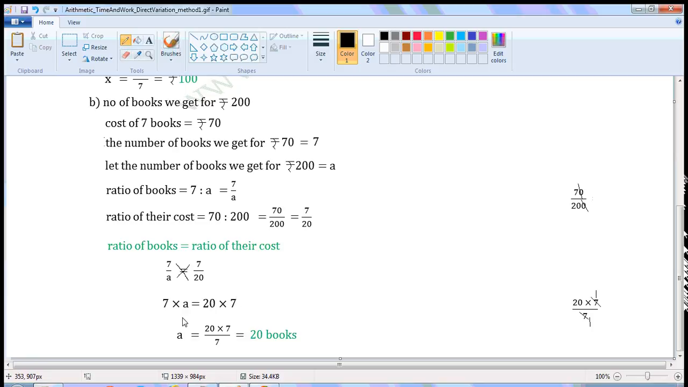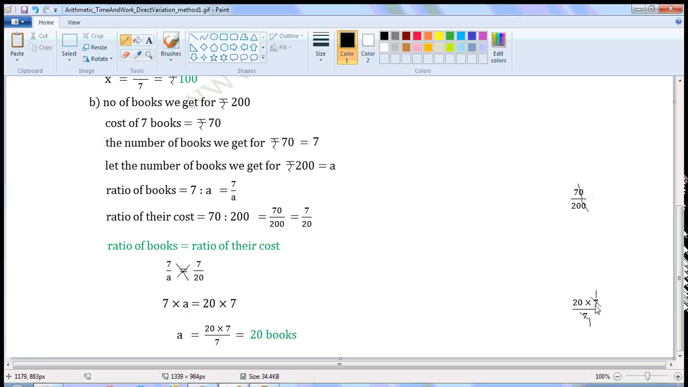To find A, we have to transpose 7 from LHS to RHS. 7 is the multiplier. When transposed, it becomes divisor. So A is equal to 20 into 7 by 7. Let us simplify this in the rough work. Common factor of 7 and 7 is 7. Divide both of them with common factor.